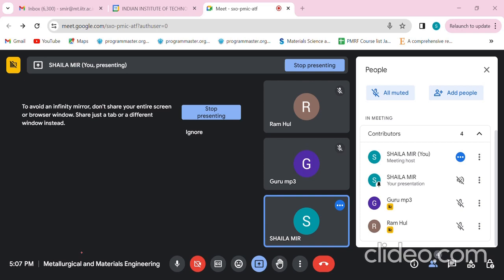So the next question says, which of the following is right? The Burgers vector of edge dislocation is parallel to dislocation line. Screw dislocation is perpendicular to dislocation line. Edge dislocation is perpendicular to dislocation line. Screw dislocation is inclined at 45 degrees to dislocation line. So you have to say which of the following is right.